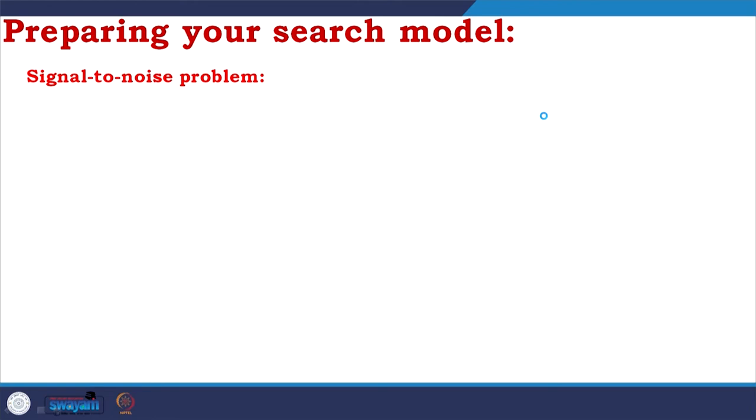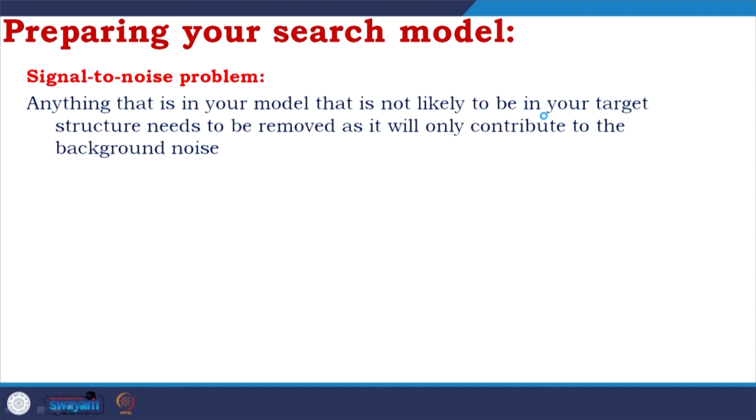So, how to prepare your search model? Signal to noise problem: anything that is in your model which is not likely to be in your target structure needs to be removed, as it will only contribute to the background noise. You have to understand this point critically. Suppose, as I told, when it is the same protein, this signal to noise problem was not there, but now when you are going for 30%, 40% identity models, your unknown protein and the target protein could have been very different. They could be very different in terms of binding ligands, solvent and what not. They could have very different loops, very different flexibility in different parts of the loops. You have to take care.